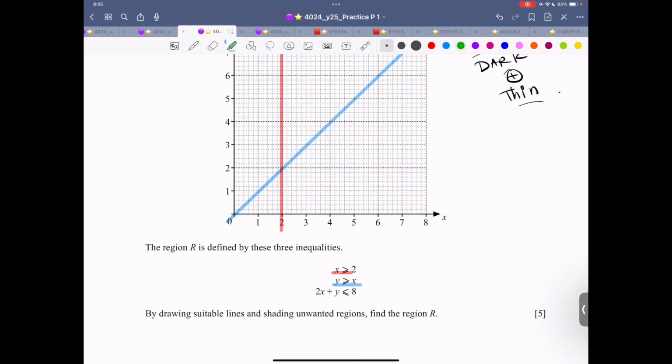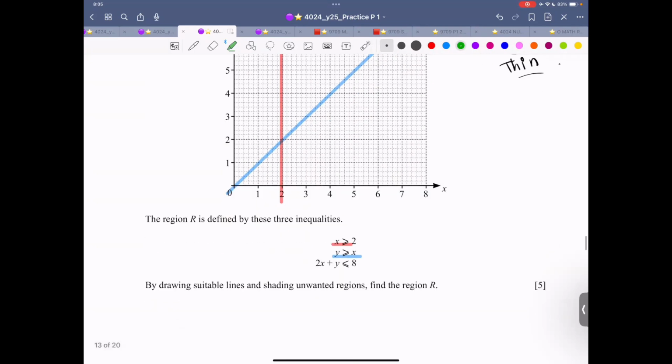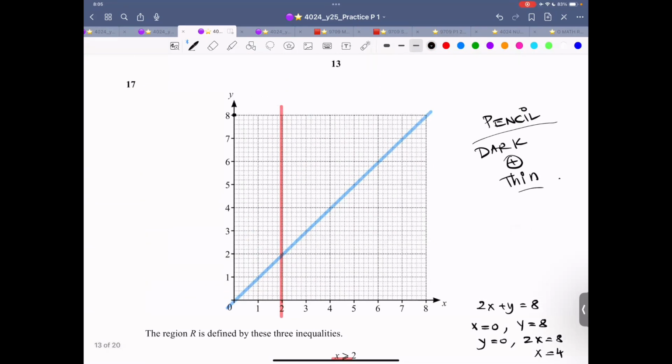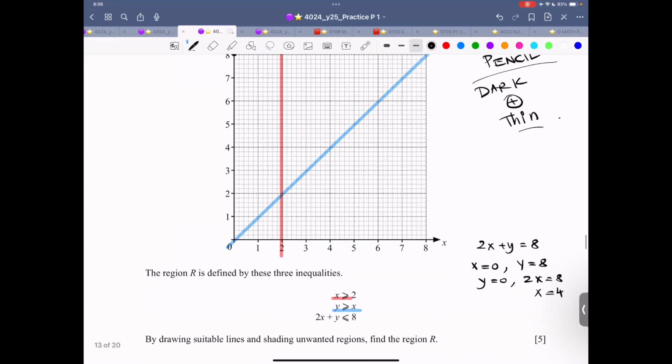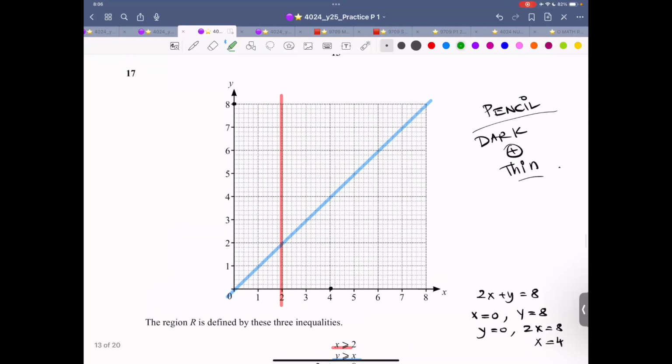And now the green line, which is 2x plus y equals 8. The easiest way to draw it is to choose x equals 0, then y equals 8. Choose y equals 0, then 2x is 8, so x is 4. That is the easiest way. So (0, 8) is one point, and (4, 0) is the other point. Let's join it by a green line like this.